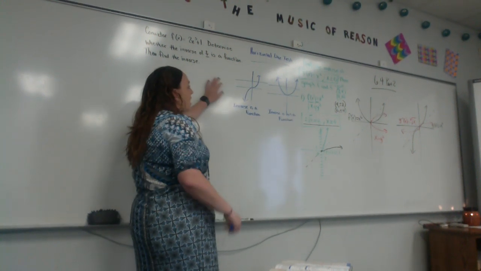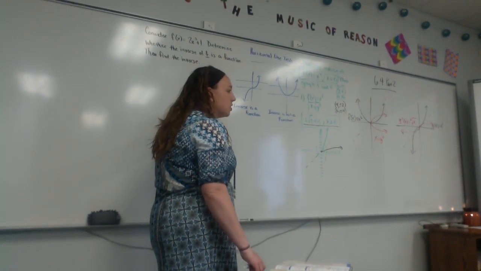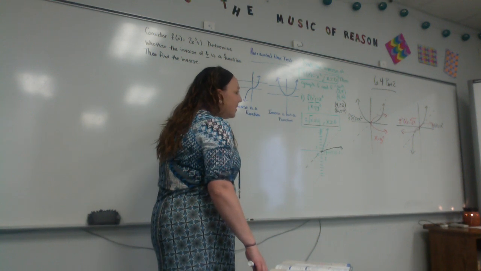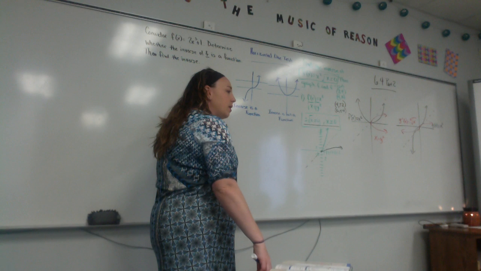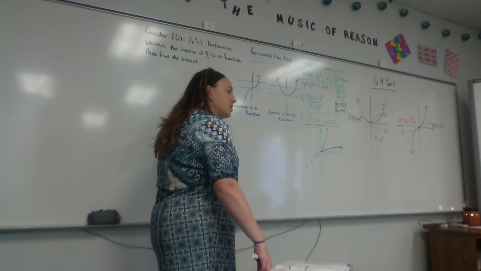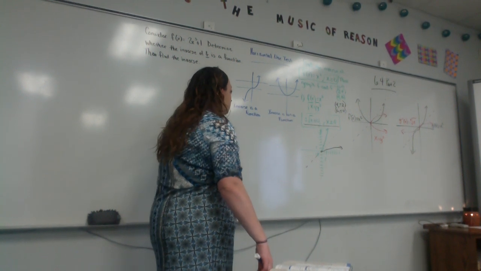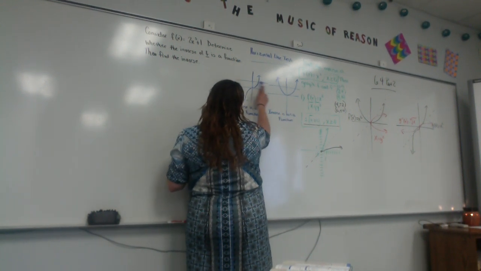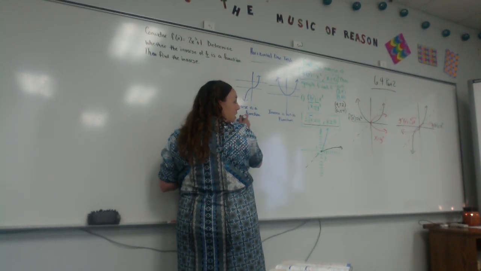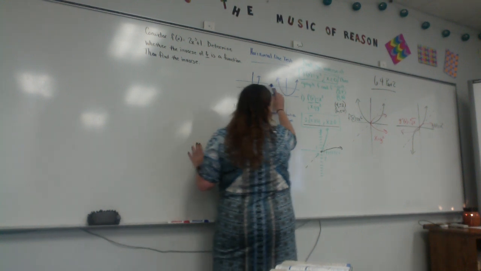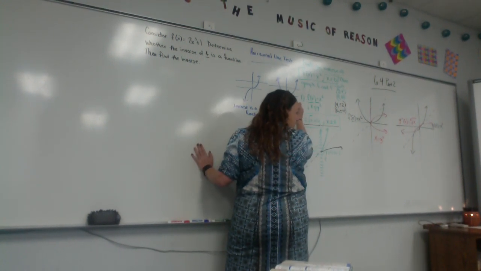Here's how you can tell if something has an inverse function or not. You do a horizontal line test. Remember, the vertical line test is to tell if it is a function. To tell if the inverse is a function, you do a horizontal line test. If, when you draw a horizontal line anywhere through the graph, it only goes through the graph once, it's a function. If it goes through the graph twice, it's not a function.